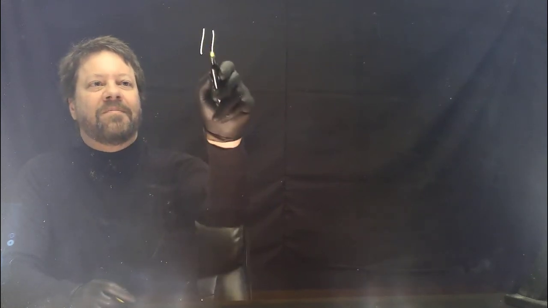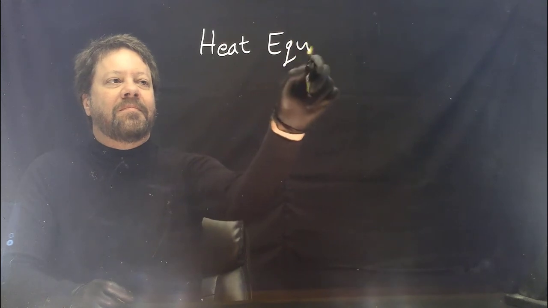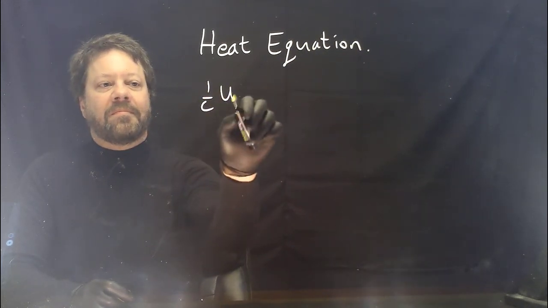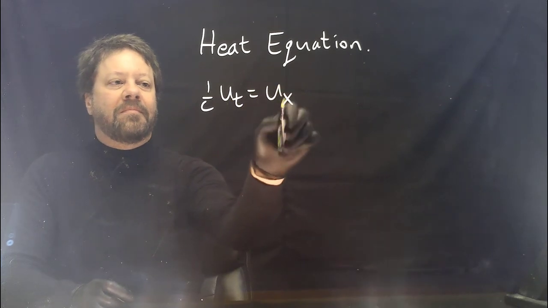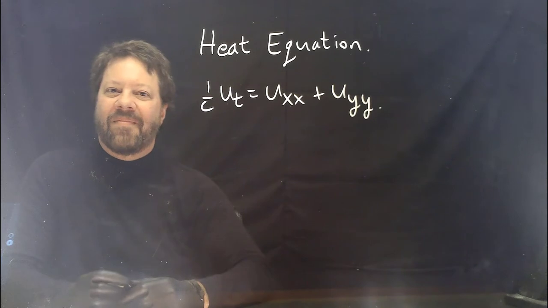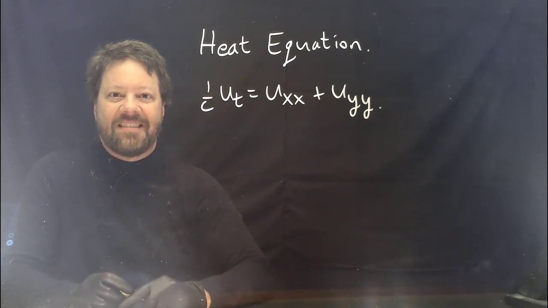We've solved now the two-dimensional wave equation on a rectangle. How would you do the same for the heat equation? It's pretty easy to see what you would get in this case.